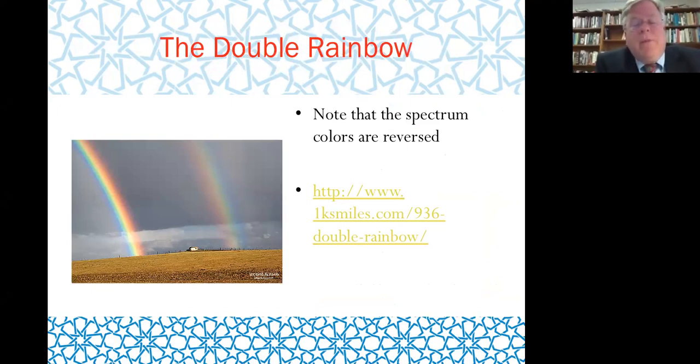Now, he also demonstrated that a secondary rainbow was produced through the same process, through an additional circuit of reflection and refraction. Perhaps you've seen the double rainbow effect in actual experience. Notice that the colors of the second rainbow are in reverse order. Al-Farisi demonstrated that as well.